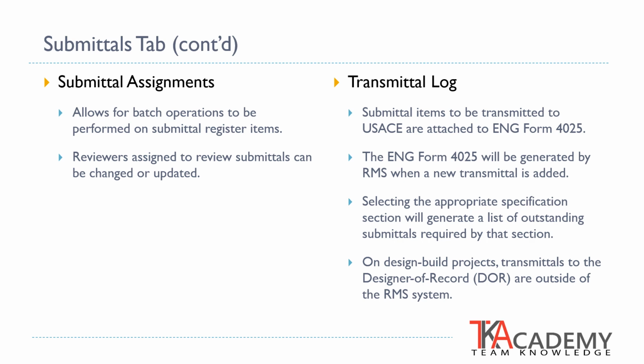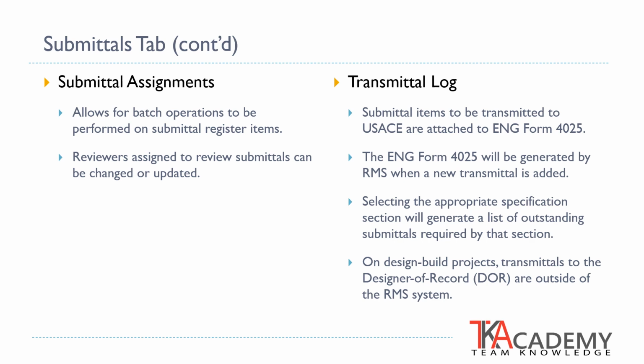The final feature on the Submittals tab is the transmittal log. When the submittal is being transmitted to the U.S. Army Corps of Engineers for review, the Construction Quality Control Manager identifies which specification section the submittal is being generated for. This will also identify a list of outstanding submittals that are still required by this section. If it is a design-build project, transmittals to the designer of record are outside of the RMS system. After it has gone through the DOR review, the submittals are typically uploaded into RMS with the status of "for information only," and it does not require a government review.